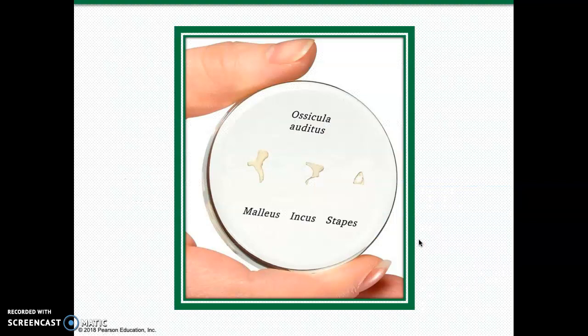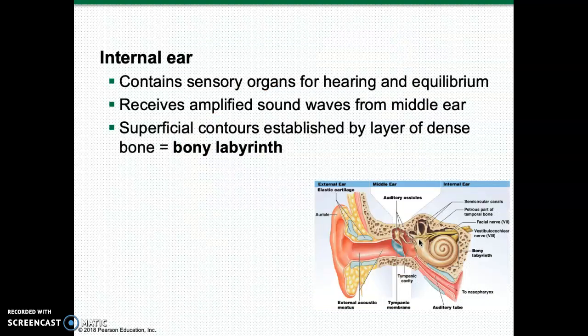And here are these tiny auditory ossicles called the malleus, incus, and stapes. You used to know them as the hammer, anvil, and stirrup. We don't use those terms. We use malleus, incus, and stapes. So the internal ear is more complex, and it contains sensory organs for hearing and equilibrium.